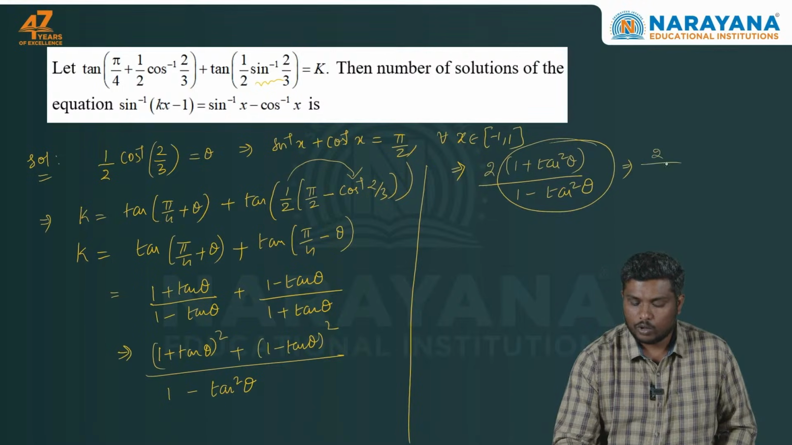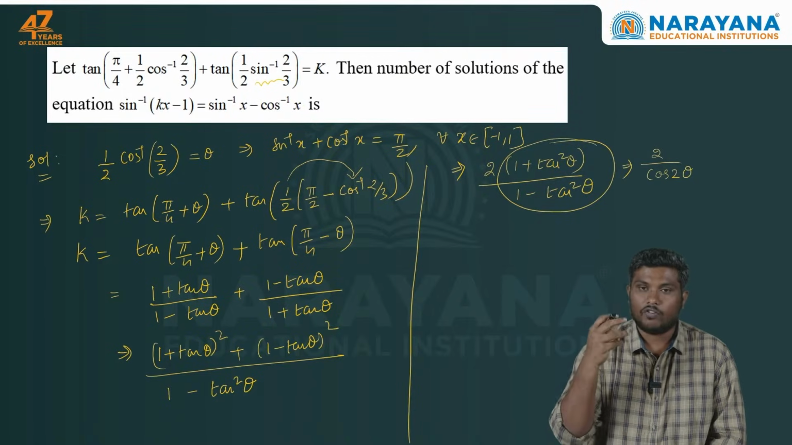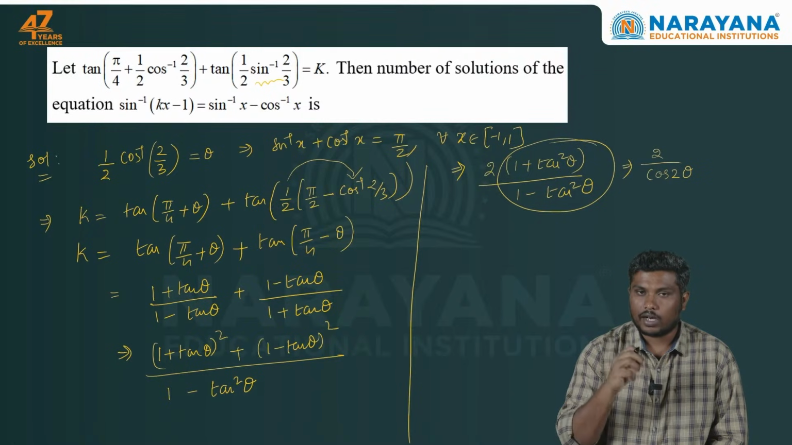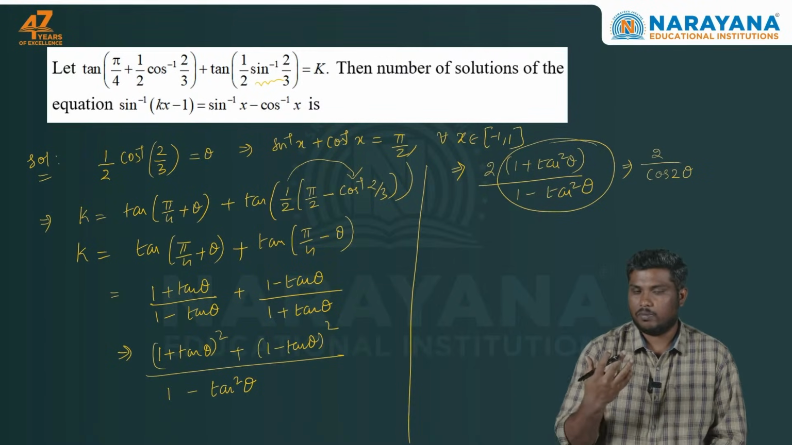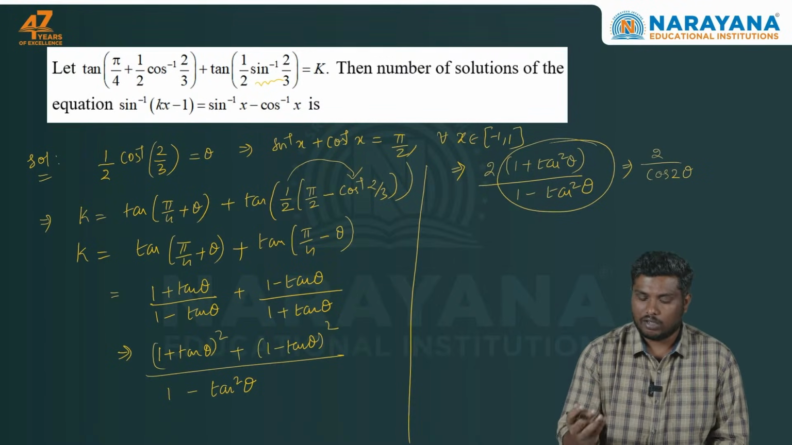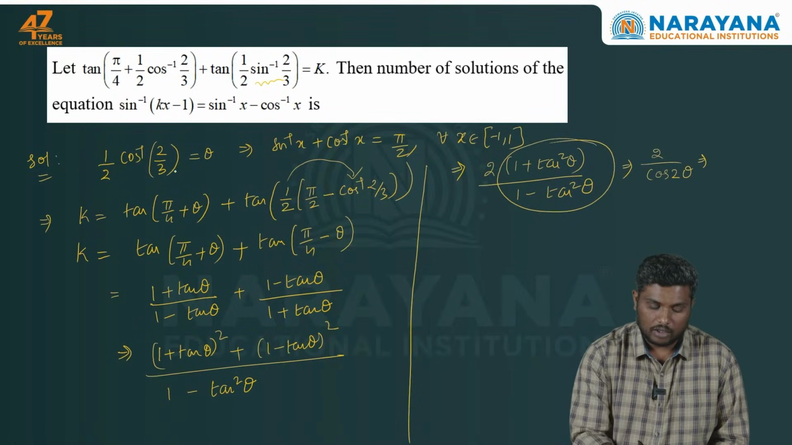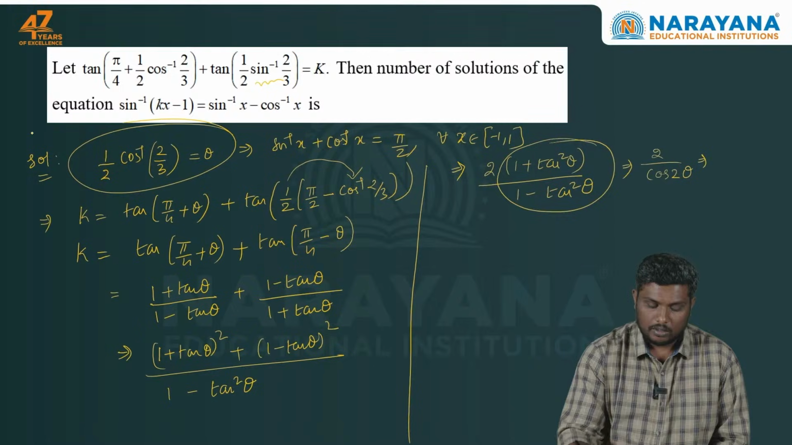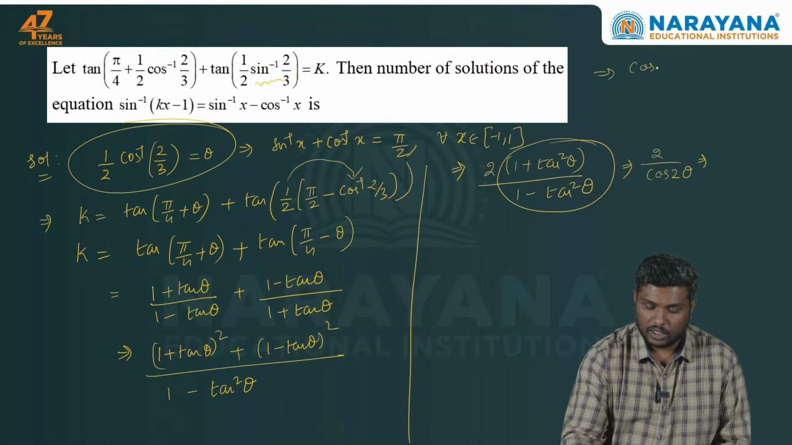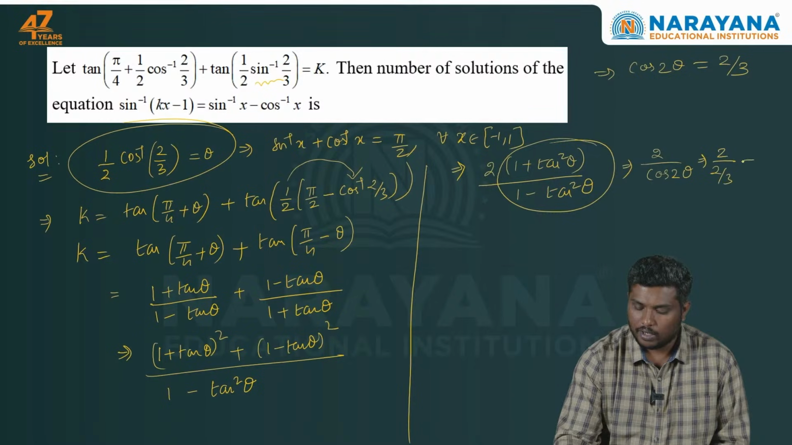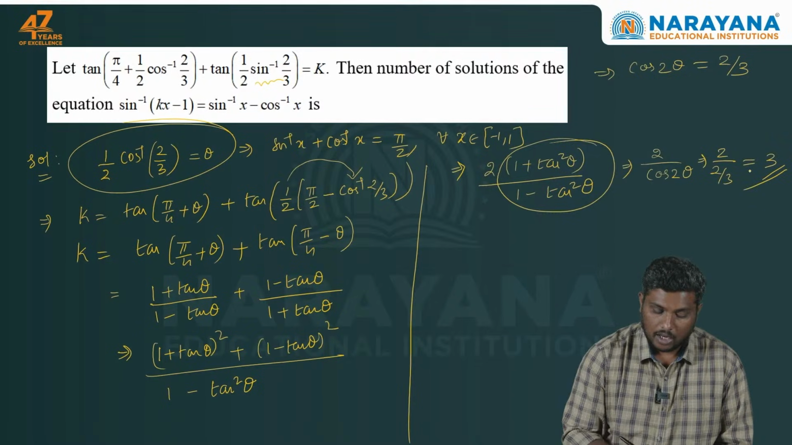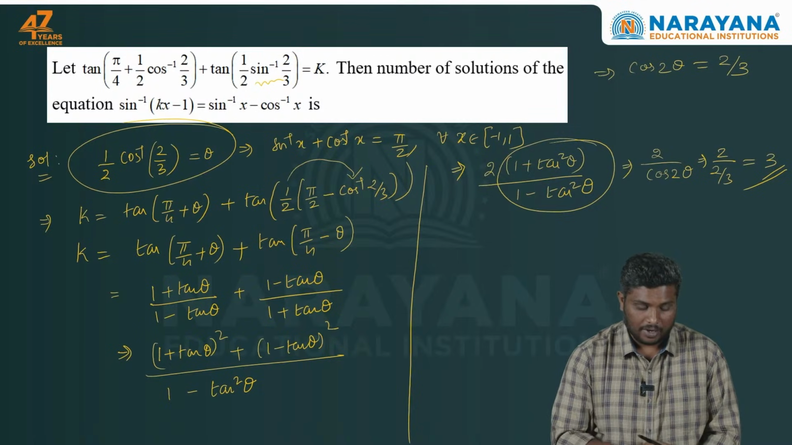So this is nothing but 2 by cos 2 theta. What is the cos 2 theta formula? If you are able to recall, cos 2 theta, if you write it in terms of tan, is 1 minus tan square by 1 plus tan square. Now people who are able to recall this very quickly can solve this question in very less time. So what is cos 2 theta? From this, can I write cos 2 theta is equal to 2 by 3. Cos 2 theta is equal to 2 by 3. So k should be equal to 3. Yeah, this is the value of k. Fine, we got the value of k.